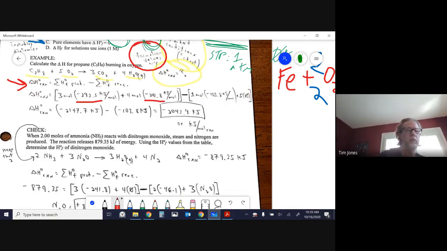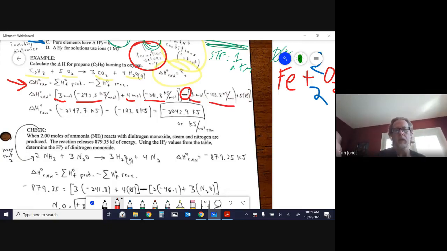And you have to multiply them by the coefficients. So there's a 3 in front of CO2, a 4 in front of H2O. And then don't forget the negative right here, because you have to subtract the reactants. So here's the value for C3H8 from the chart, and there's an automatic 1.